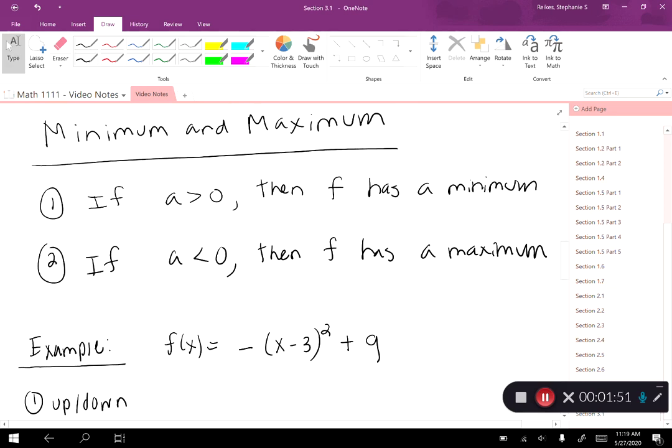Next, let's discuss min and max. If a is greater than 0 or positive, then f has a minimum. But if a is less than 0 or if a is negative, then your function f has a maximum.